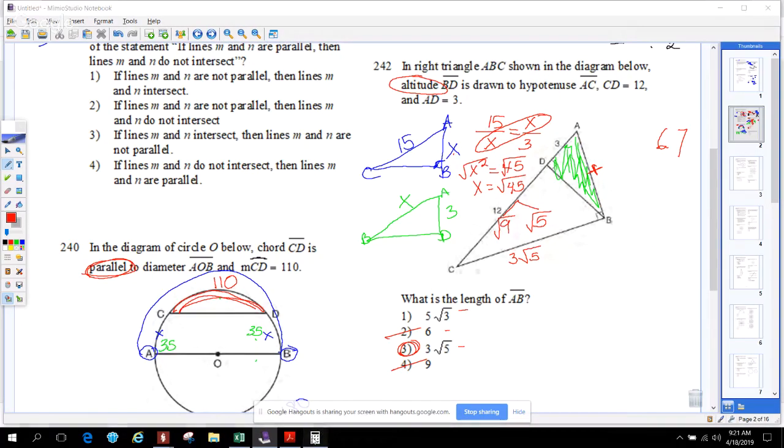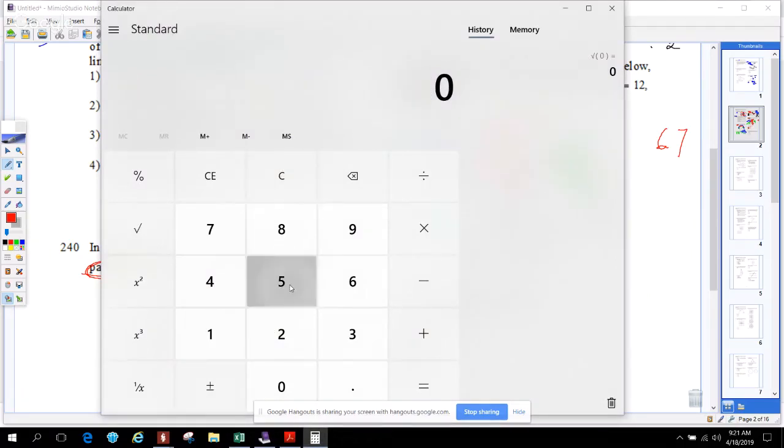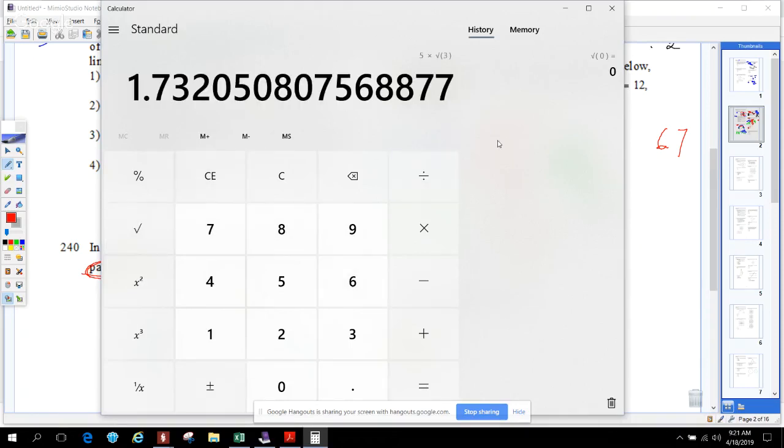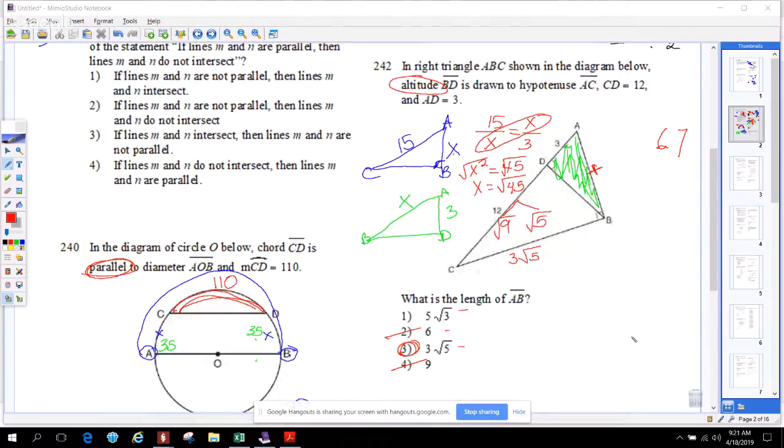And then let's see, okay, well, what's 5 square roots of 3? So we'll have to do 5 times the square root of 3 is how they want us to do it. And then that's 1.7, so that's not the answer. Okay, so that is how you would do that problem.